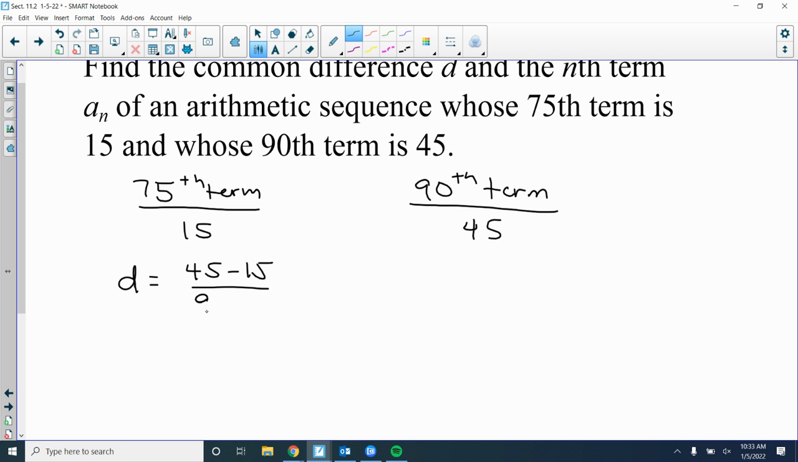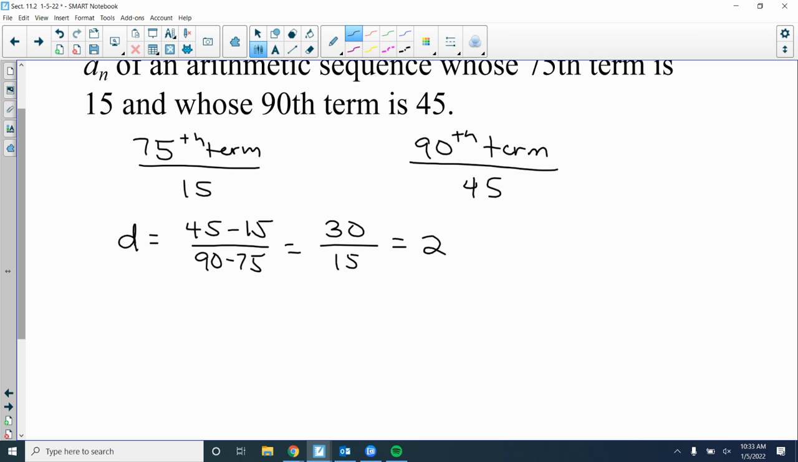So really, here's all you do: d equals the difference in the terms, 45 minus 15, over the difference in the term places, 90 minus 75. 45 minus 15 is 30. It took 15 spots to get that many values. 30 divided by 15 is 2. That will work. If you get really nasty numbers, it's not that easy. You're going to have to fall back on a process. All right, so that's my d value.